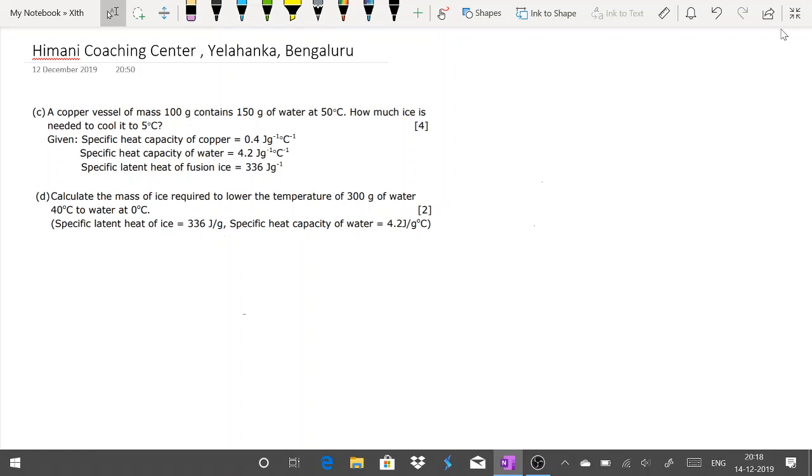Students, we are going to do a numerical from the chapter Heat, and this had come in ICSE board 2016. So there are two numericals, and before we move into the numericals, let us understand about the concept.